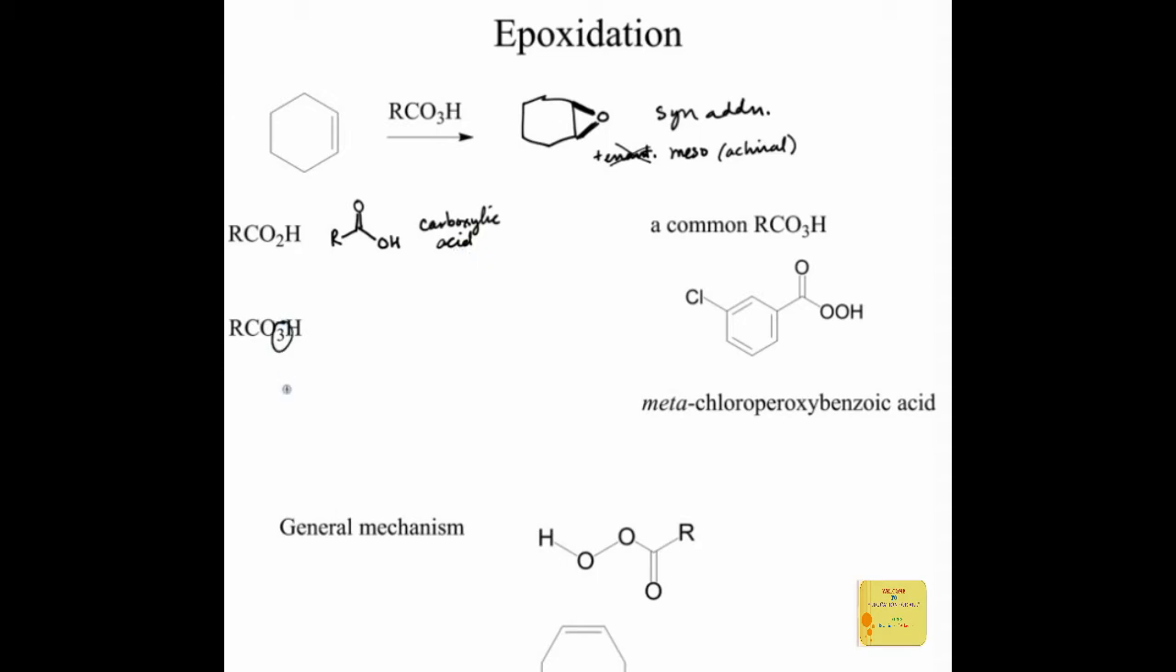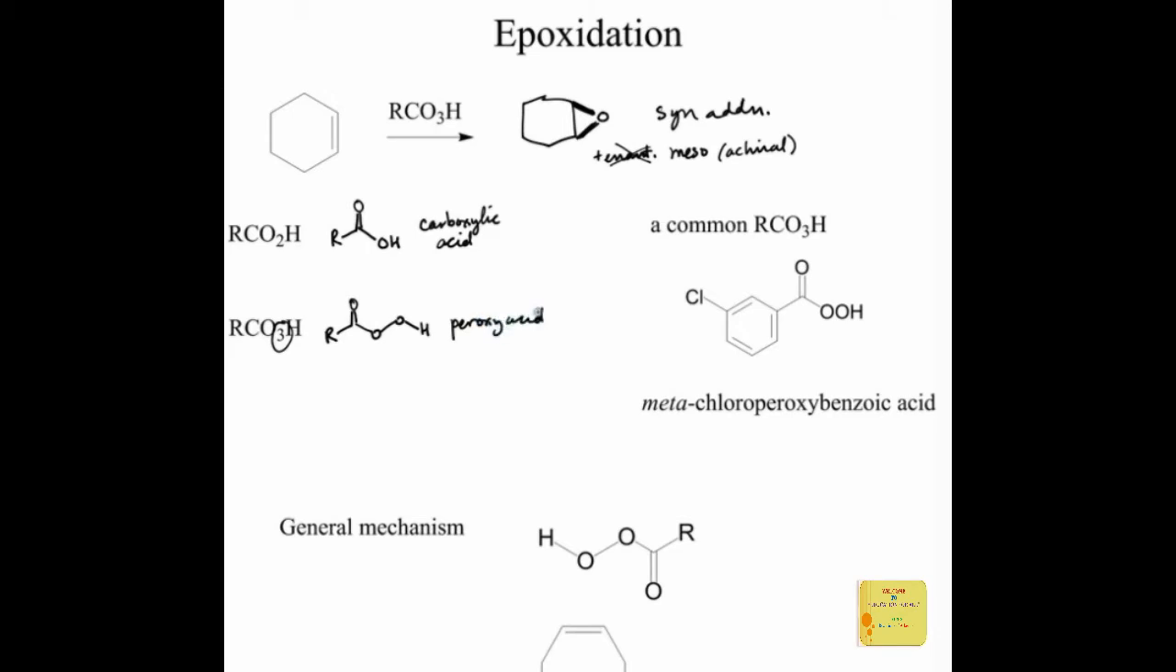But now the formula we're looking at is RCO3H. So just by looking at the formula and recognizing that it deviates from the carboxylic acid, it has extra oxygen in it, that should tip you off to the fact that it must be an oxidizing agent. It must be something that causes oxidations. Okay, and so let's look at that structure. It still has a carbonyl, but now it has two oxygens. And this is described as a peroxy acid.